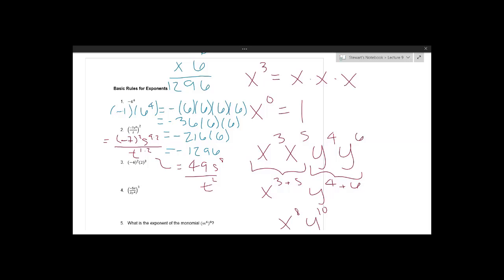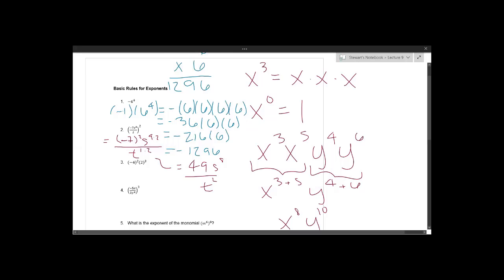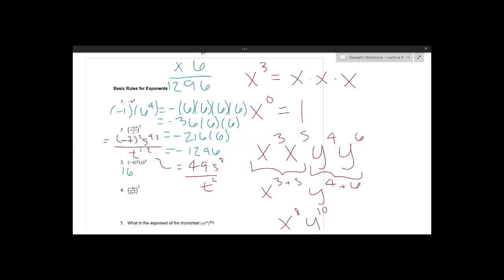Okay, so in the next case, we can evaluate those separately, and then multiply those numbers together at the end. So we have negative 4 squared, or negative 4 times negative 4, which is positive 16. 2 cubed is 2 times 2 times 2. We know 2 times 2 is 4, and then 4 times 2 is 8. So we have 16 times 8.